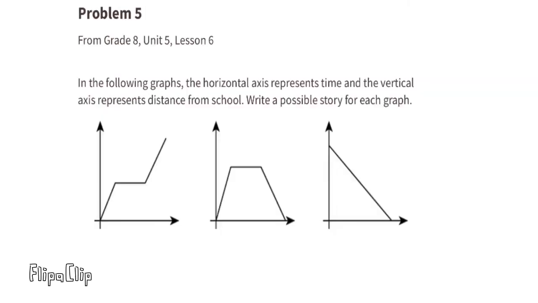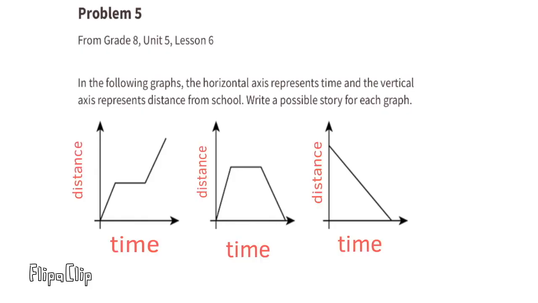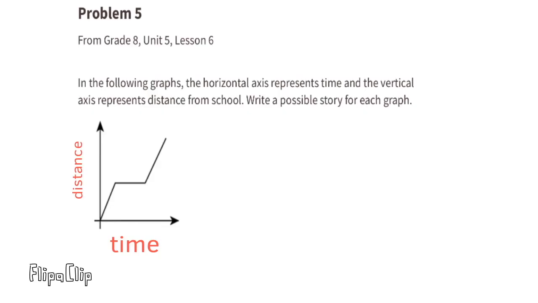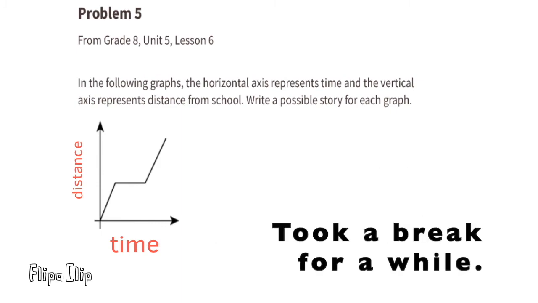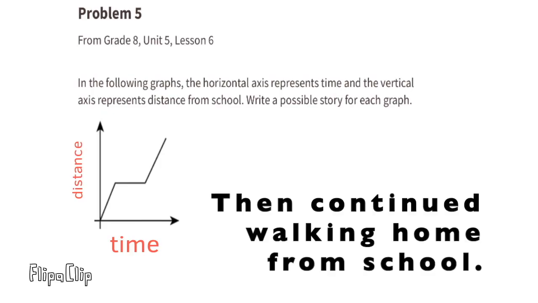Problem number 5 from 8th grade, Unit 5, Lesson 6. In the following graphs, the horizontal axis represents time, and the vertical axis represents distance from school. Write a possible story for each graph. For the graph on the left, the story could be that the student was at school, then started walking home, took a break for a while, and then continued walking home from school.